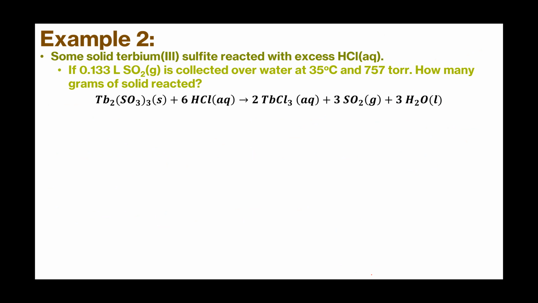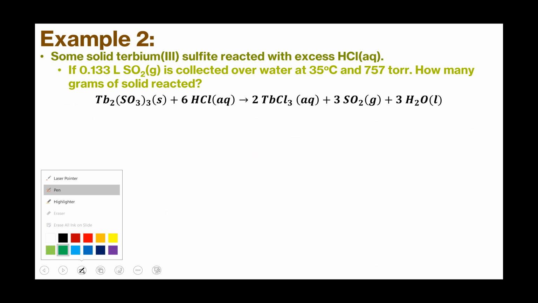Okay. This should say example 3, but I'm not known for paying attention to stuff. So in this example, let's read it: some solid terbium(III) sulfite is reacted with excess HCl. If 0.133 liters of SO2 gas is collected over water at 35 degrees Celsius and 757 torr, how many grams of solid have reacted? Okay, we want to watch out on this one.